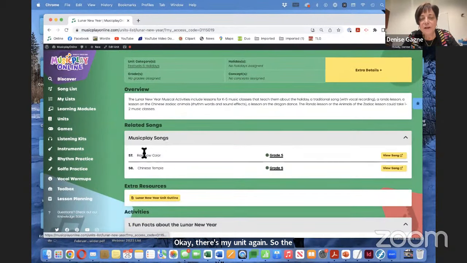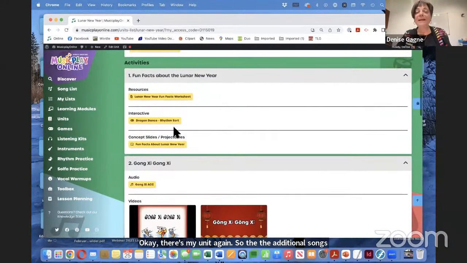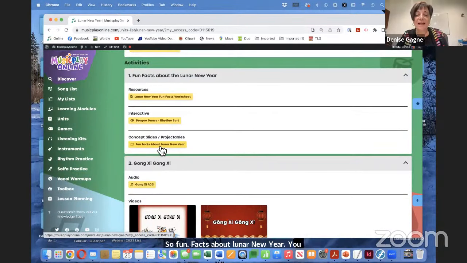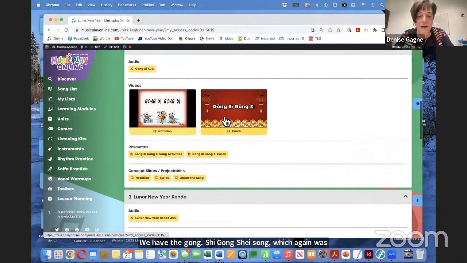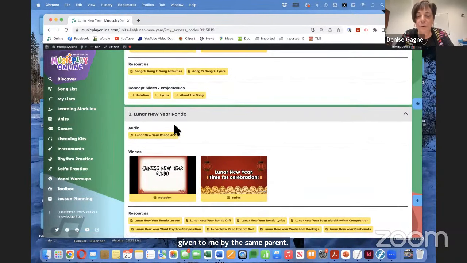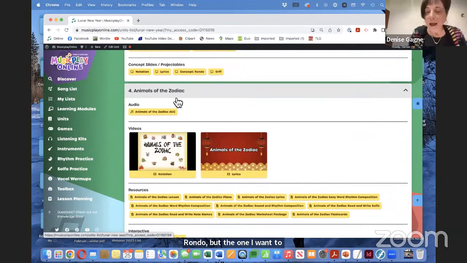So the additional songs: Rainbow Color, Chinese Temple is a listening example. Fun facts about Lunar New Year, you can pull up the concept slides and go through them with your kids. We have the Gong Shi song, which again was given to me by the same parent. Her name was Ruth Fung. Then we have a Lunar New Year rondo, but the one I want to do this year is the Animals of the Zodiac.